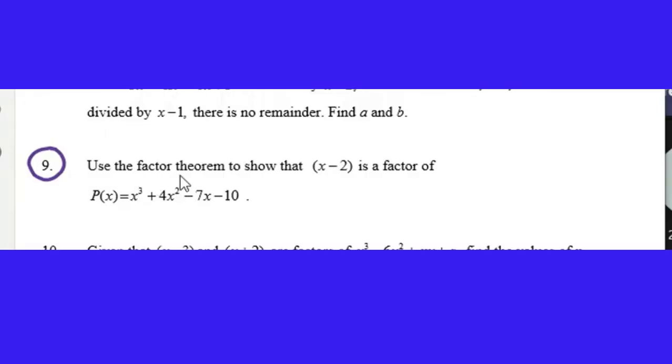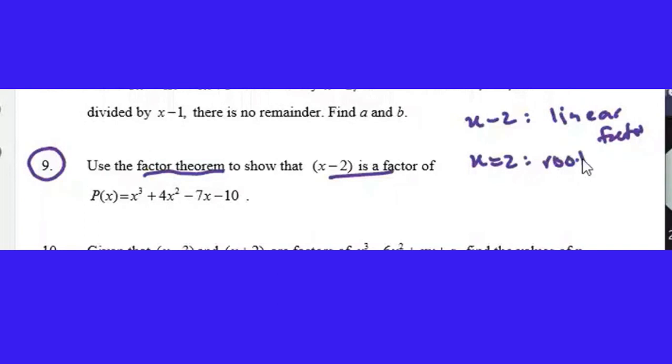Okay, ni use factor theorem. Means that you cannot use long division. Tak boleh. To show this is a factor. Ini factor atau x minus 2 linear, linear factor lah. Okay. Atau x equals to root. Kalau root x equals to, kalau 2 sahaja, 0. Jadi, dia punya member sama je.